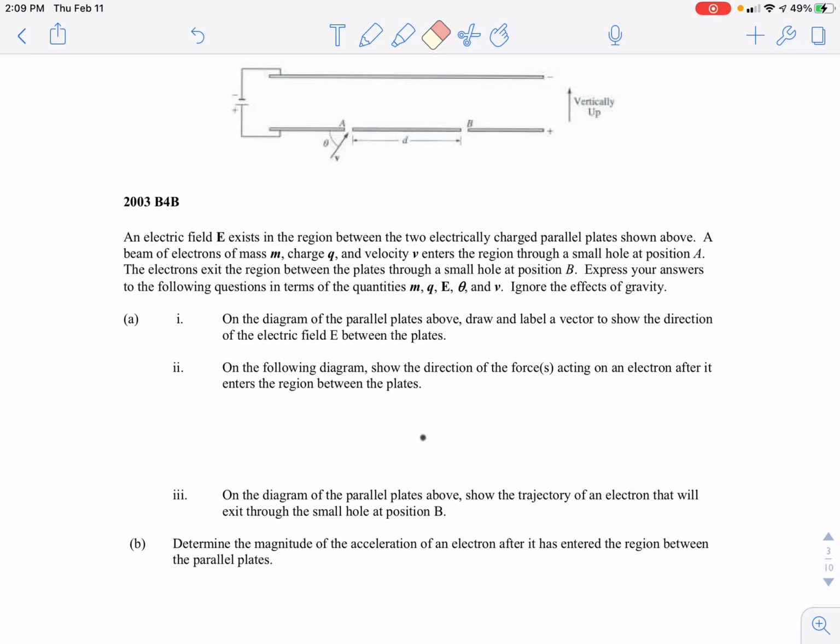We are told that a beam of electrons of mass m and charge q and velocity v enter the region of a small hole at position A. The electrons exit the region through the plates between a small hole in B. Express your answer in terms of m, q, E, theta, and v. Ignore the effects of gravity. On the diagram of the parallel plates, draw and label the vector to show the direction of the electric field between the plates.